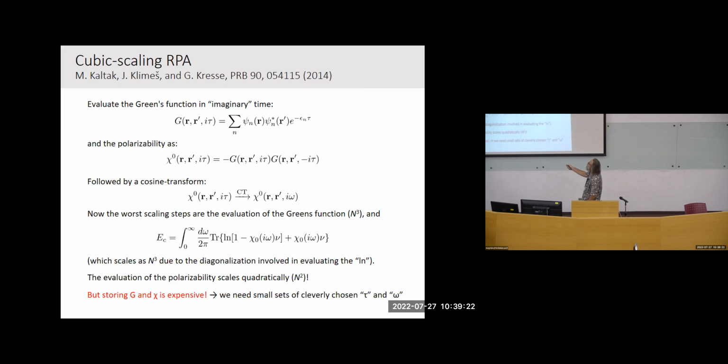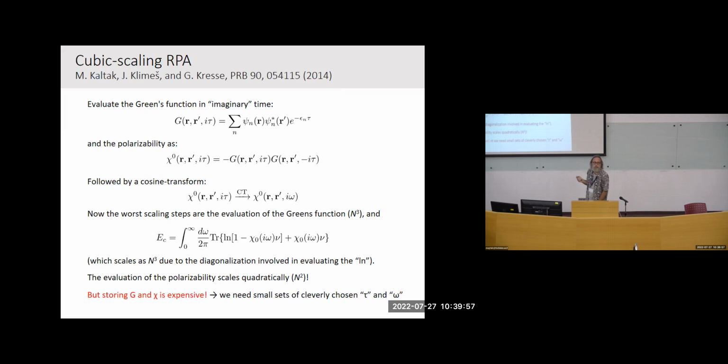So how do we end up with the cubic scaling algorithm for the random phase approximation? Well, we start with the Green's function and express it in imaginary time. That is shown here. And so what do we recognize here? We recognize, again, one-electron orbitals and energies, as before. Those are the ingredients, and the sum over all states. And that gives us a Green's function, which is in r and r prime.